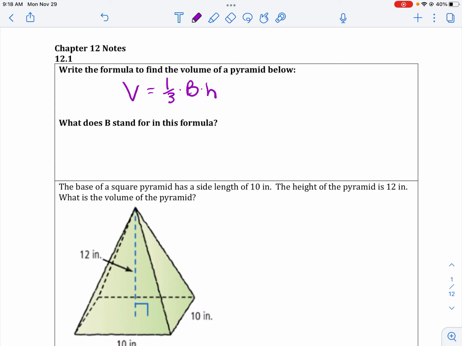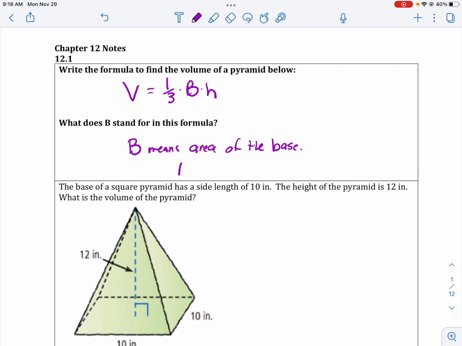And the capital B means area of the base. So depending on what the base is, you would have to find the area of that base, multiply it by the height of the pyramid, and then divide it by 3. And there's your volume. Now for us, we will be doing square pyramids.